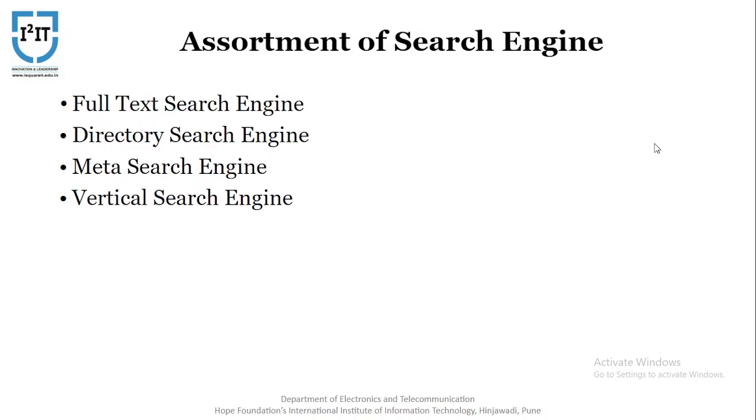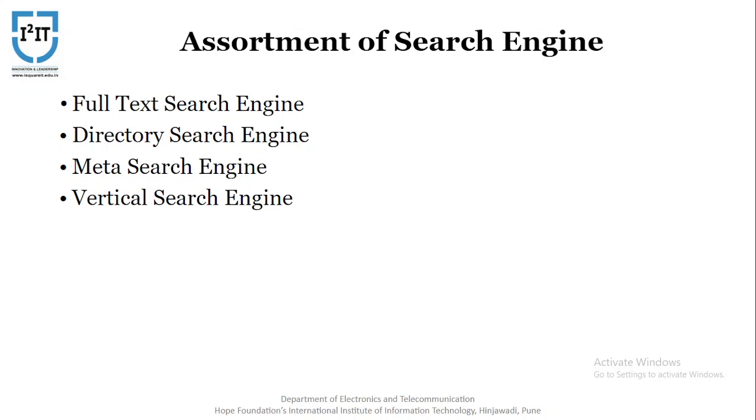Then comes the assortment of search engines. What are the types of search engines we are going to assort? First is the full text search engine, which basically retrieves information from the internet, from an established database, and retrieves the records according to the user's query. It can be divided into two parts. The first one has its own crawler, the other has to hire other search engines' databases.